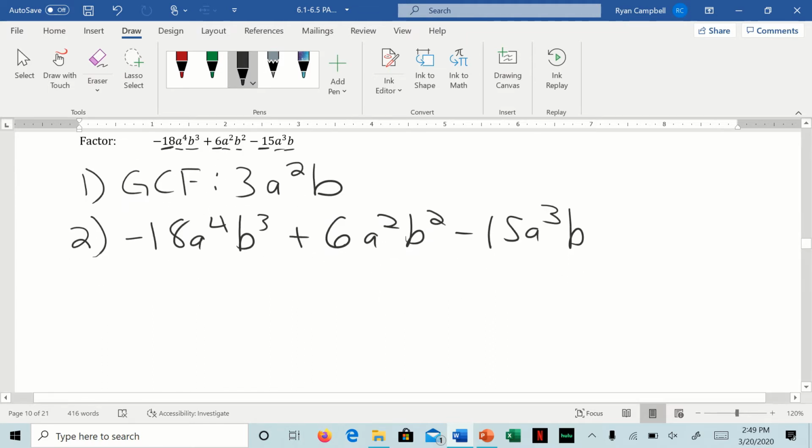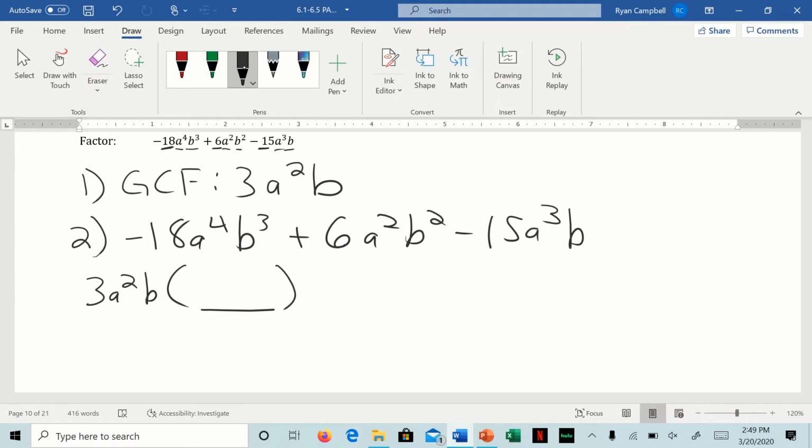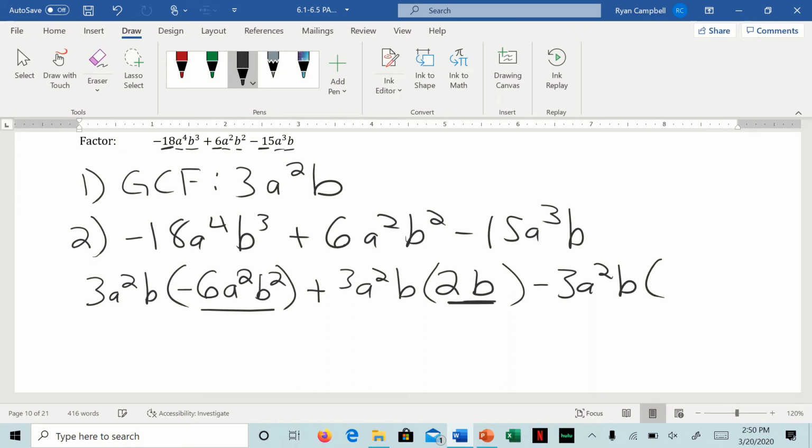All right, so the first term, 3a squared b times what? What times 3 gets you negative 18? We get negative 6. What times a squared is a to the 4th? A squared. What times b is b cubed? B squared. Plus, let me rewrite the greatest common factor. What times 3 gets you 6? 2. What times a squared is a squared? Well, that's just 1, so we don't have to rewrite that. What times b is b squared? That's just b. Minus, let me rewrite the greatest common factor.